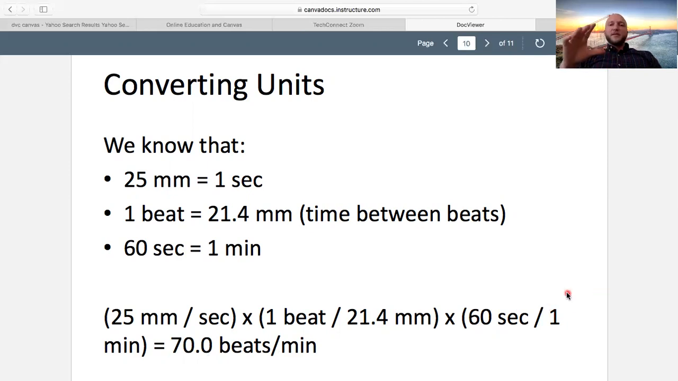Again, this is the algebra ratios where you have the 25 millimeters over 1 second. You need to get rid of your millimeters, so 1 beat over 25 millimeters. You can cross out your millimeters. You need to convert seconds to minutes. Think logically through these problems and set them up so you can cross out the terms that you don't want, and you can maintain the terms that you do want, and you can get through these problems. You can figure out how to set them up correctly.